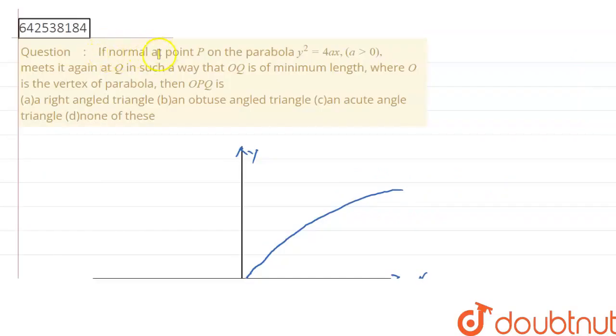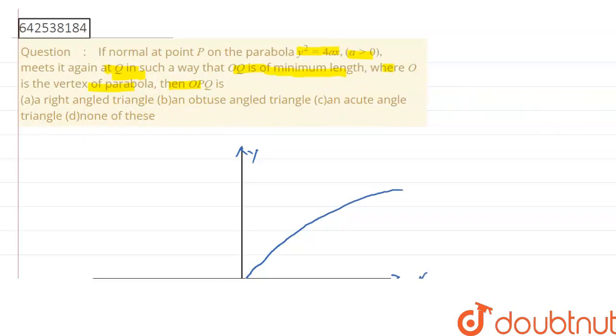Hello student, the given question is: if the normal at a point P on the parabola y squared equals 4ax, where a is greater than 0, meets the parabola again at Q in such a way that OQ is of minimum length, where O is the vertex of the parabola, then OPQ is: option A, a right angle triangle; an obtuse triangle; an acute triangle; and none of these.